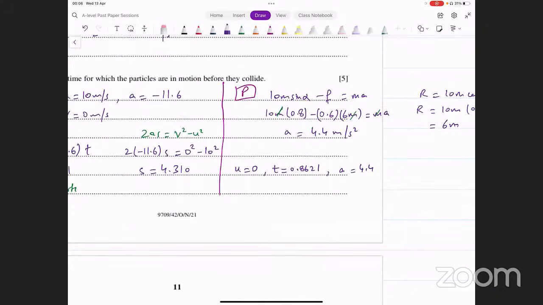What we can do now is we can find the displacement of P in this time interval. ठीक है, P ने कितना distance travel किया, u, t और a हैं, क्या use कर सकते हैं, we can use s equals ut plus half at squared, let's use that. s equals u, that's 0, into time, जो भी हो, doesn't really matter, 0 से multiply हो जाएगा, plus half into a, that is 4.4, into time का square, that's 0.8621 whole squared, and that's going to give you the displacement covered by the particle P.